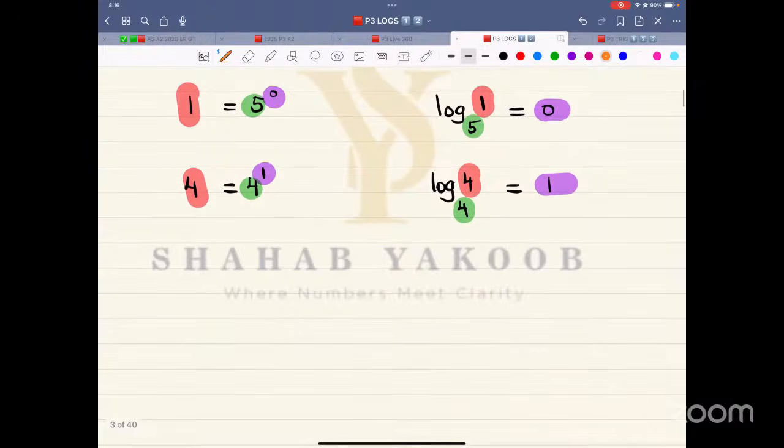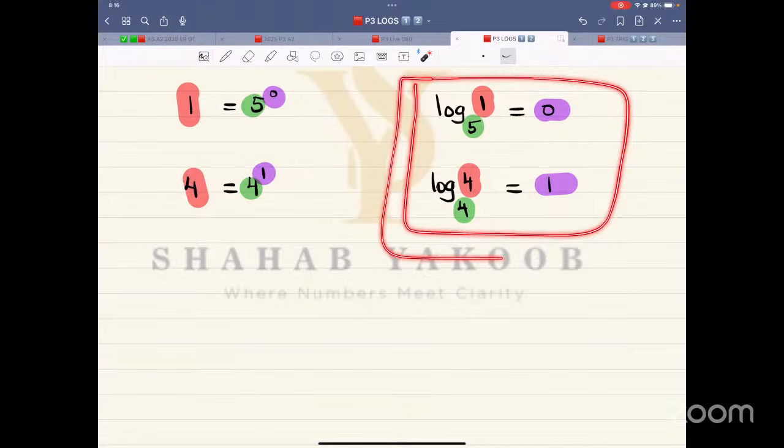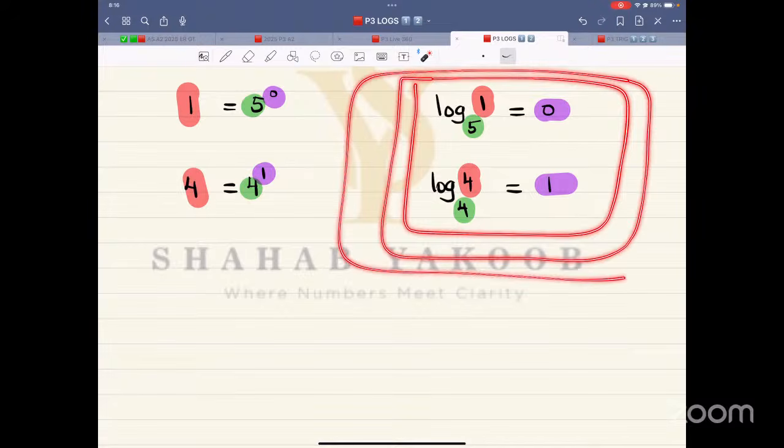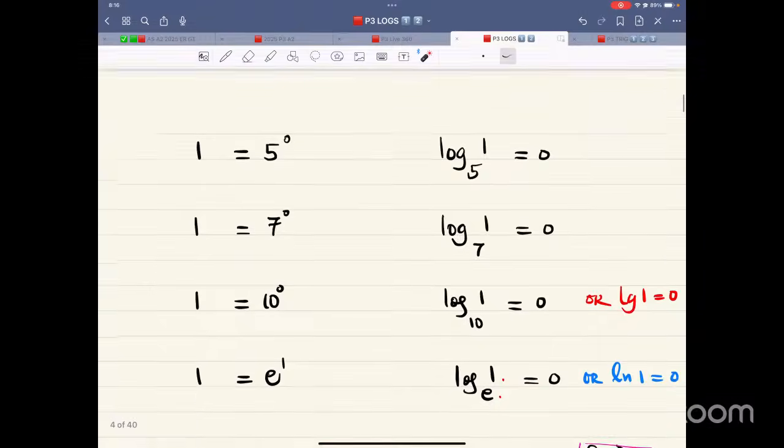Over here, the last two, just focus on them specially. So now over here, it says 1 is 5 power 0. So log 1 base 5 equals 0. 4 is 4 power 1. Log 4 base 4 equals 1. Now, these two things play a very important role. And there are some limitations.